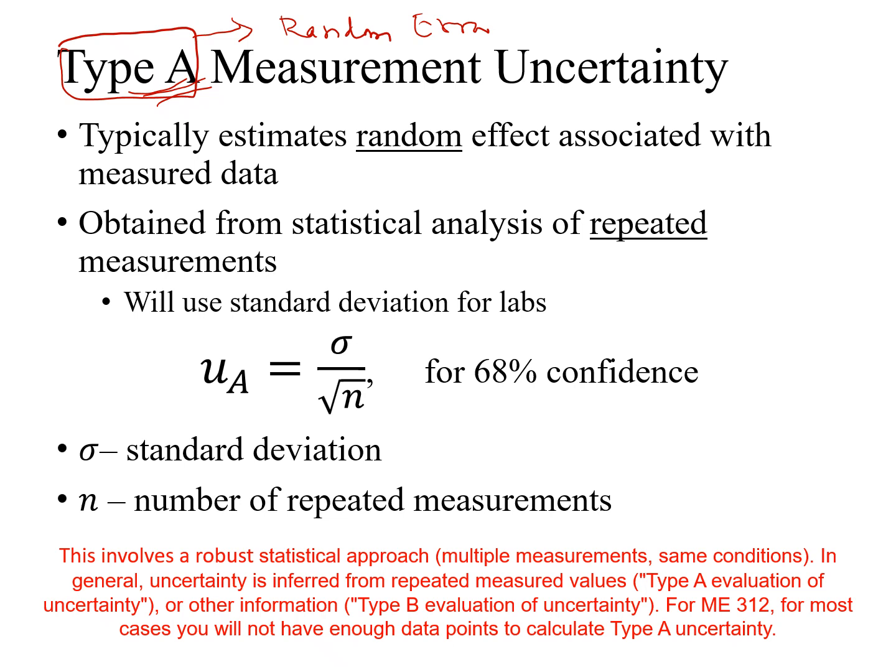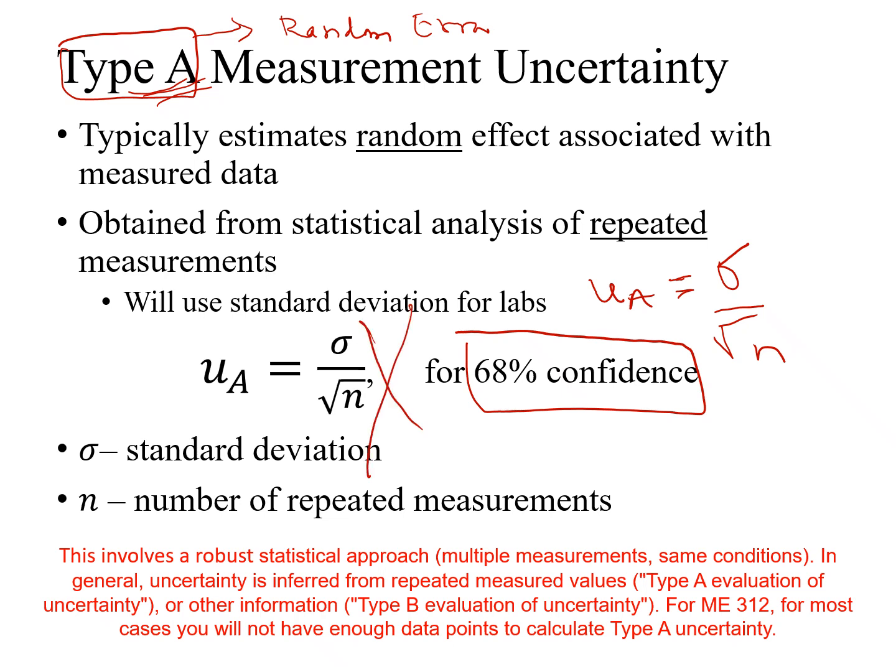So usually, if you want to calculate the type A uncertainty, which is associated with the random error, this is given by, this is complicated, but this is just an example, the standard deviation divided by the number of samples. So this is at 68% confidence. In order to calculate the exact value, it's very complicated. So for our lab ME312, we usually don't calculate this one unless stated.